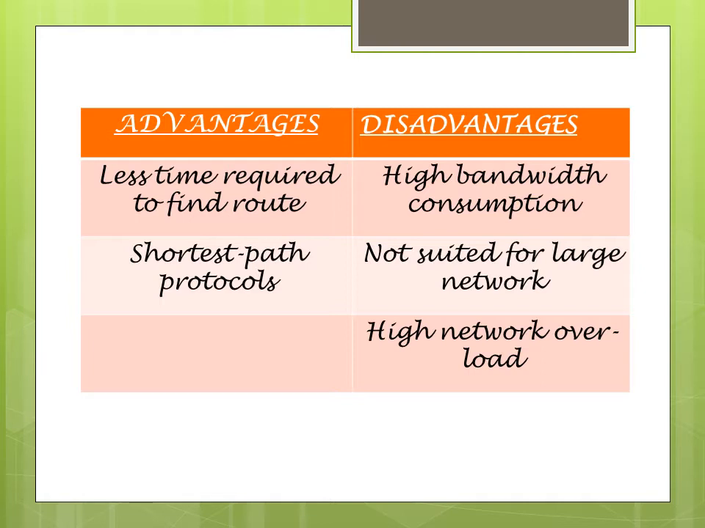way. Apart from advantages, there are some disadvantages. Due to the routing table, it has high bandwidth consumption and it is not suited for large network. As for large network, it is not possible to update every information of node to connect to each other. It is having high network overload. As we are maintaining the information of every node, it contains some overload which is very high in nature.